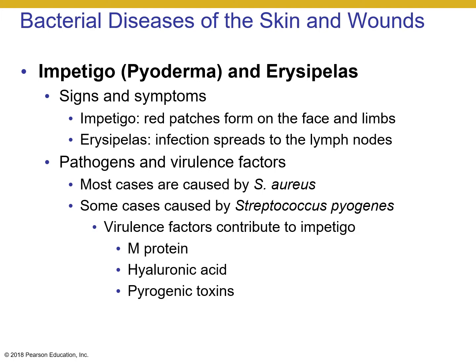Hyaluronic acid is going to be a major component of helping the connective tissues stay together, and if that's broken down by enzymes, then we have problems with the tissues staying together. And then there are pyrogenic toxins. Pyrogenic, the formation of fever. Pyro, fever, gen, formation of, ic, pertaining to.